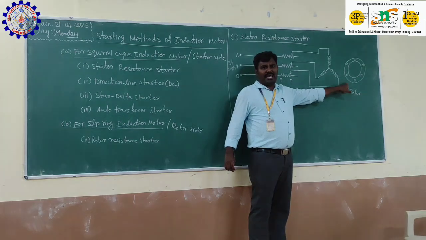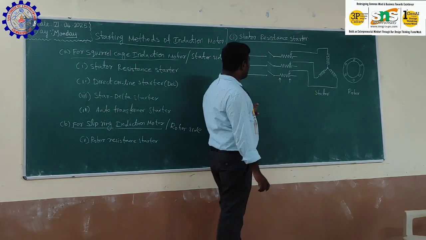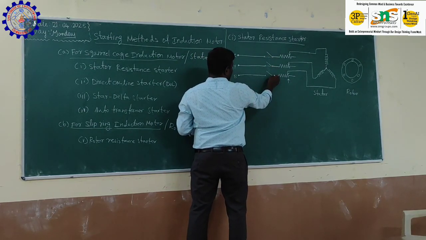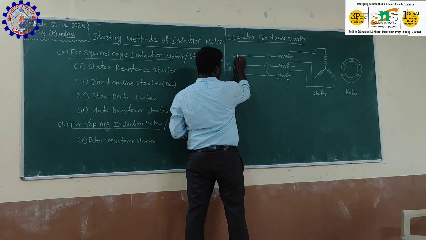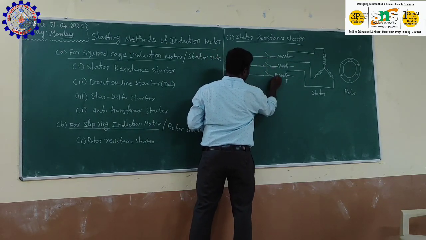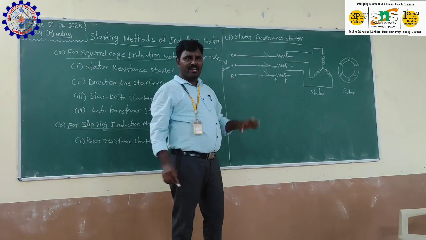Rotor-க்கு power supply கொடுக்கல, stator-க்கு மட்டும் தான் power supply கொடுக்கிறோம். So initially, when the TPS switch is closed, the current which flows from R phase, Y phase and B phase is entering into the variable rheostat.